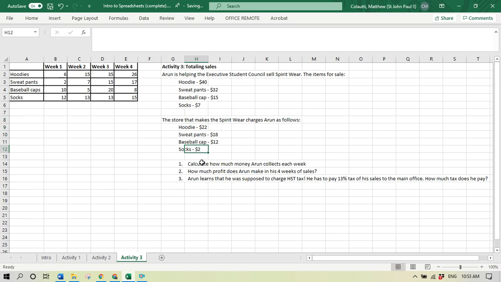So first up, let's calculate how much money he makes each week. So right now I know how much of each item he sells, but I don't know, so you have to think, he sells 6 hoodies. Well, they're $40 each. So I need to take 6 and multiply by 40. I need to take 2 and multiply by 32. 10 baseball caps, $15 each, socks are 7. So I have to kind of do some calculations first.